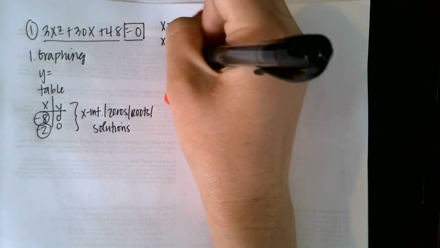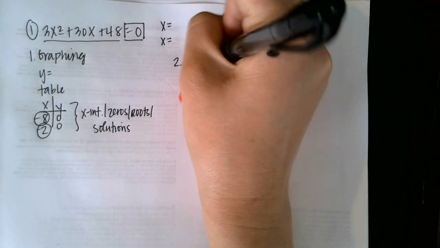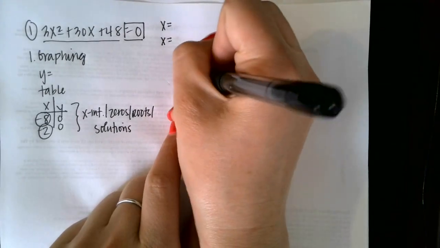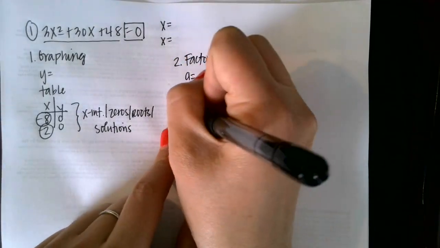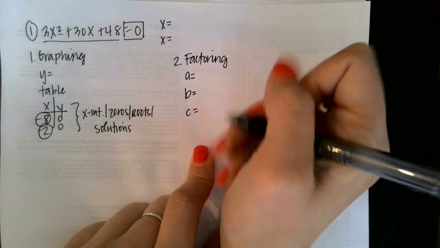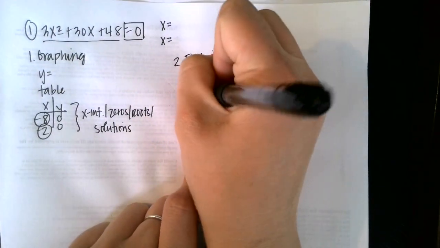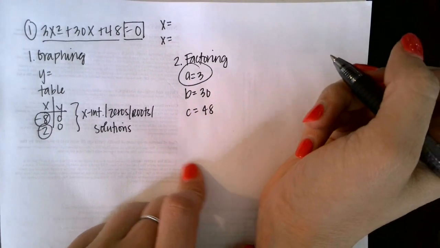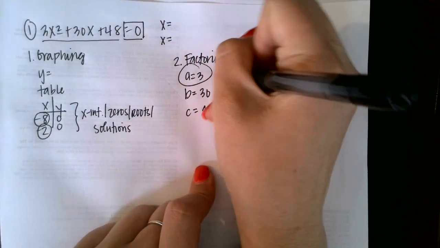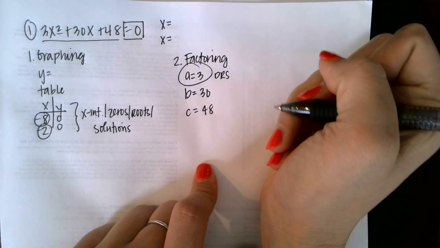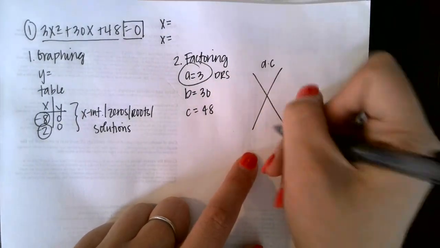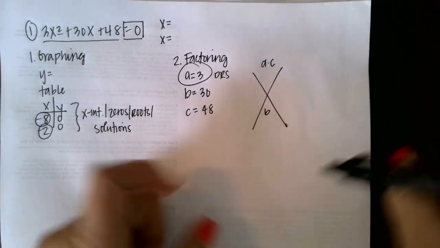So the second way is by factoring. And you guys loved solving by factoring because this is your a equals, b equals, and c equals. So 3, 30, and 48. I'm going to circle a equals 3 because that means I need to DRS. All right, so now I'm going to set up my diamond. A times c goes on top and b goes on the bottom.